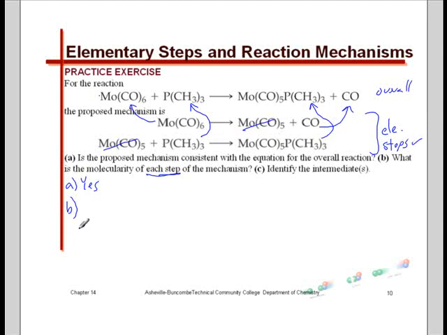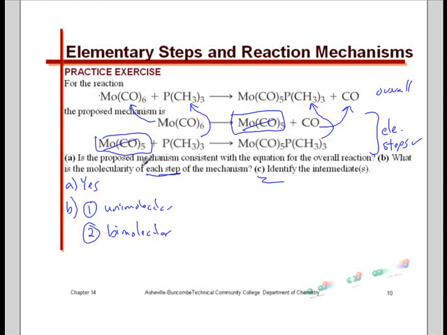Well, the first one is unimolecular, just one thing dissociating is what's happening. One of the carbon monoxide molecules is falling off the metal. And then two things are colliding together. It's a bimolecular reaction. And then finally identify the intermediates, which we've already done. Like I said, whatever cancels out during the reaction is our intermediate. And there could be many intermediates during a reaction, so keep that in mind.